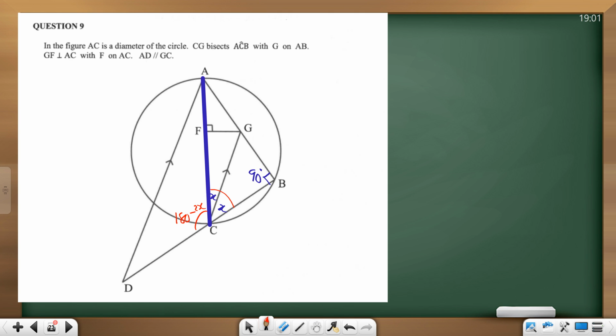D equals y. Corresponding angles. Now, that's very good.